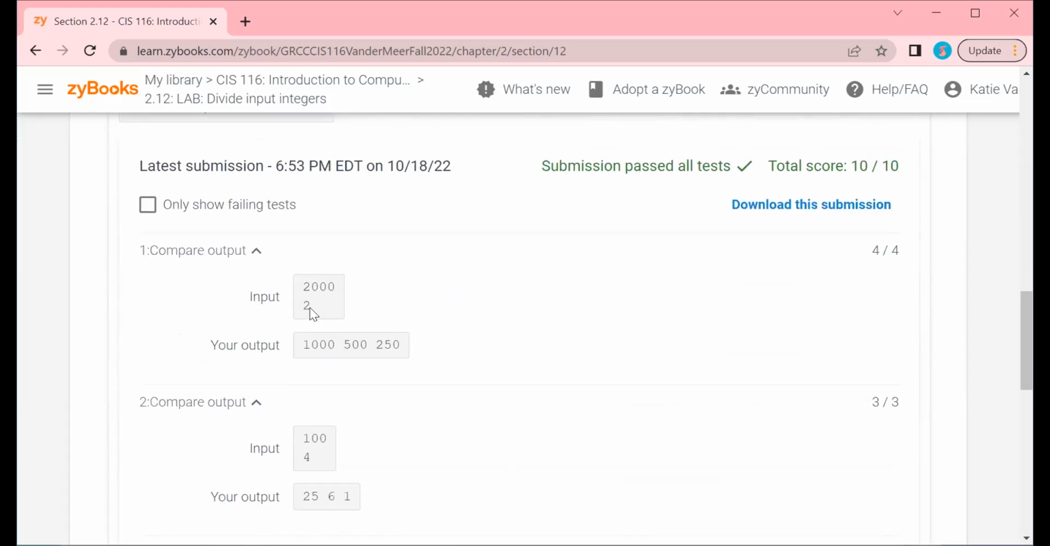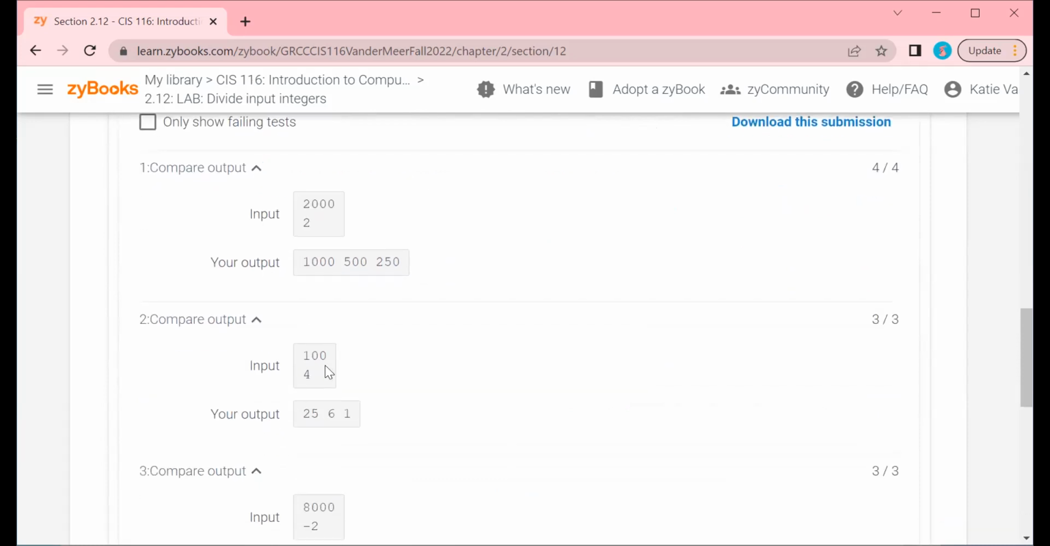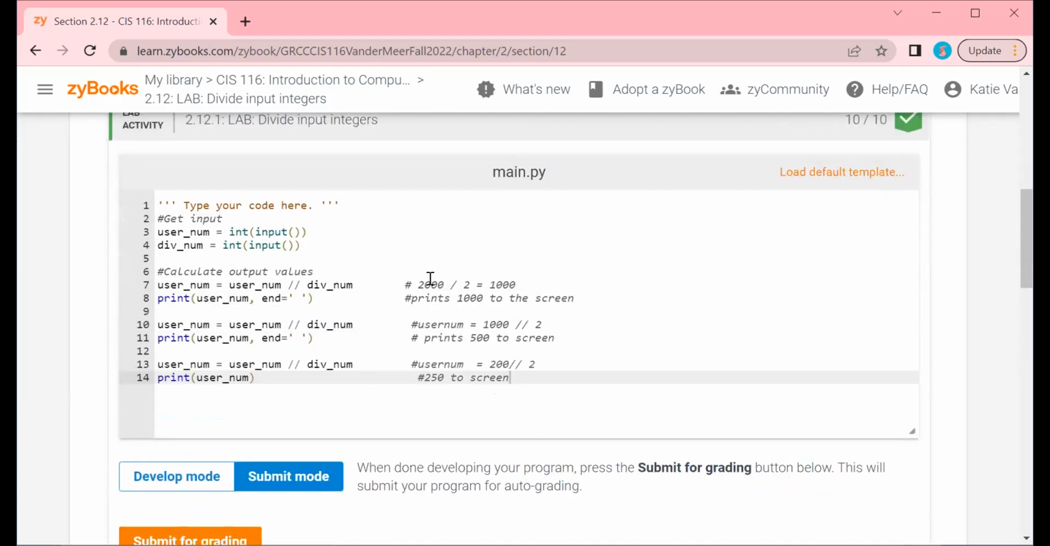Okay, so 2002. Now let's see what this one would be. We had 4. All right, now if our numbers were 100 and then 4, our output is going to be 25, 6, and 1. So if we work through that here, you're going to see that floor division is different because our numbers are 100 and then 4.